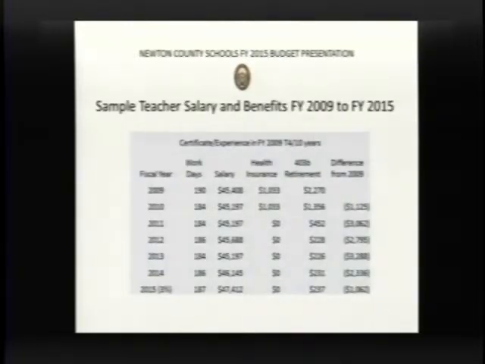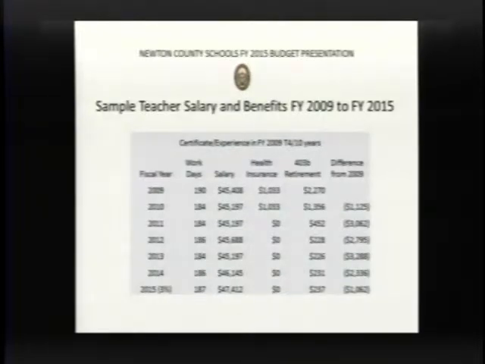And so we're looking at a sample teacher from 2009 who would now be at T4, 10 years, and we have not been giving raises. The only adjustments there are in the number of days they have to work. In 2010, they did get a step increase, but we decreased their days by 6. In 2012, they got a couple more days. That's the only reason they got more money. In 2014, they got a couple more days, and we did a 1% one-time adjustment in January, so they did get a little more.